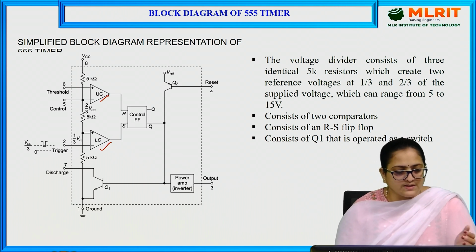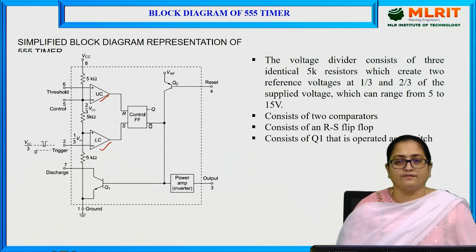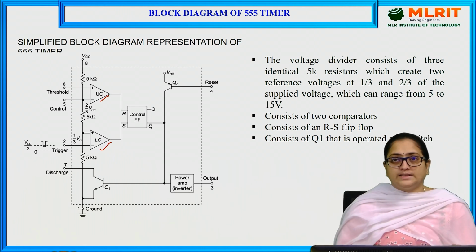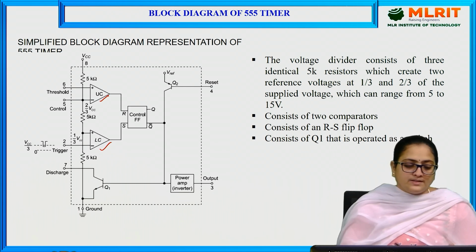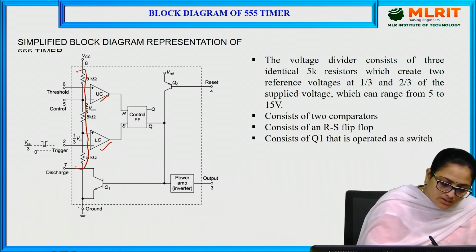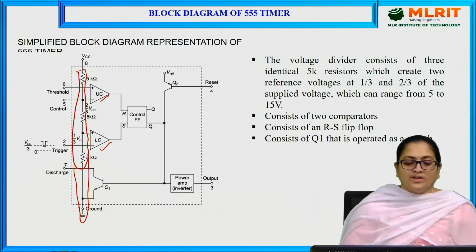If you can see here, the resistors we are using are of equal values, that is, we are using 5 kilo ohm resistors here. This resistor part is going to work as a voltage divider network. This part is considered a voltage divider network.